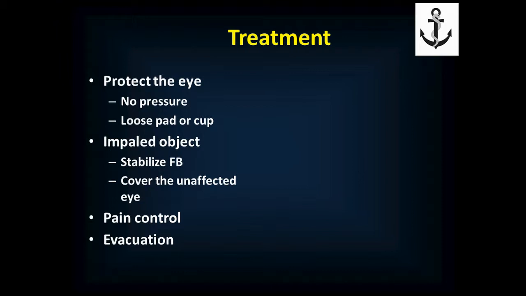So you need to put a patch over the unaffected eye as well, so it's not moving around the affected eye at the same time. Now that's going to be very scary because this person has just had an eye-threatening, possibly life-threatening, possibly career-ending event, and now you are effectively making them blind. So there needs to be a lot of psychological support, hold their hand, stay next to them, pain control to decrease their blood pressure, to make them more comfortable, and to control the pain, and then evacuation.